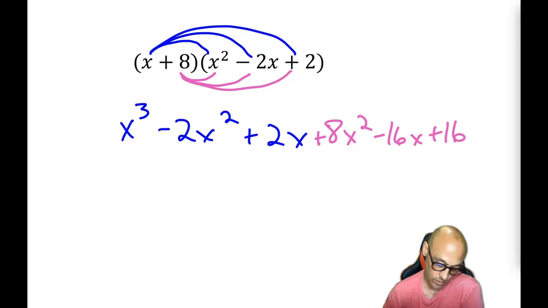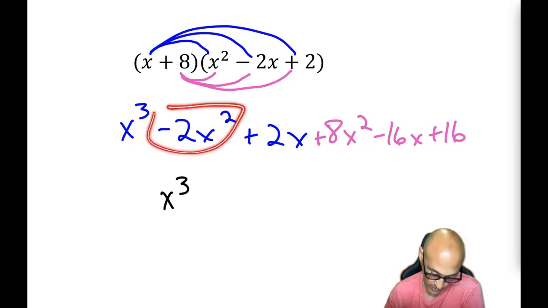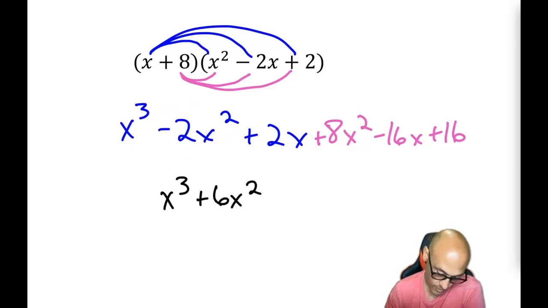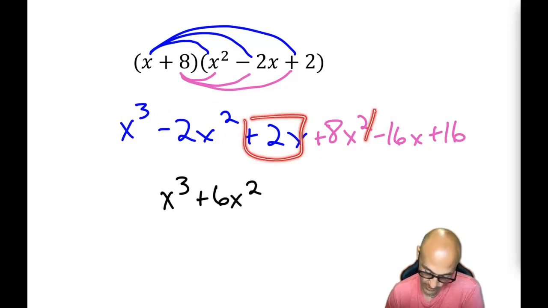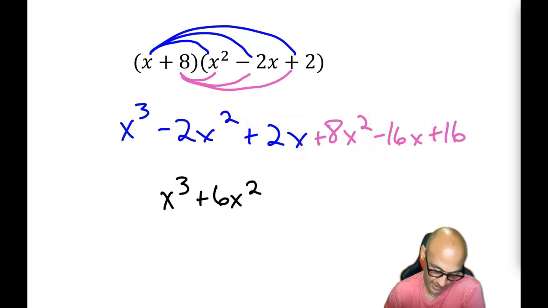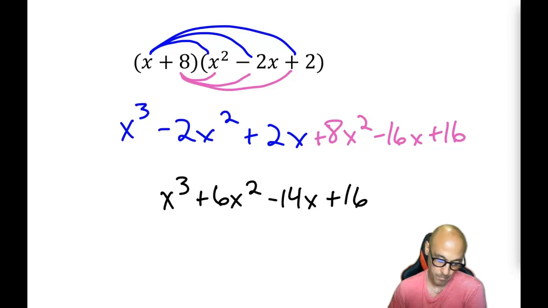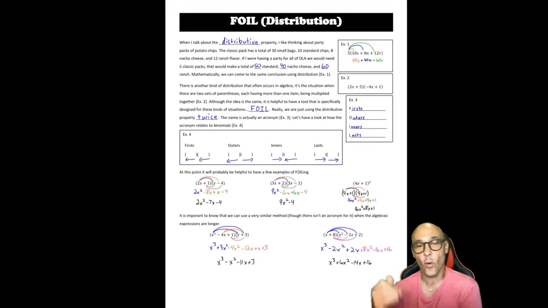All right, so we just have our x cubed, and then we have a negative 2x squared and positive 8x squared, which is positive 6x squared. And we have positive 2x and negative 16x. That's a negative 14x. And we have plus 16. So that is FOILing and a little extra, just for fun.